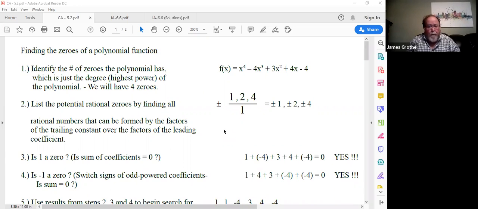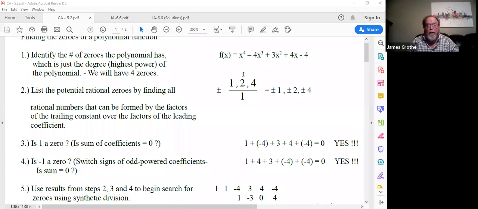Now, you may remember that we mentioned that you're always going to have this positive or negative 1 as potential rational zeros, because 1 is a factor of every number. And we had a quick way to test if 1 was a 0 or if negative 1 was a 0. If 1 was a 0, what we did was we saw if the coefficients added up to 0. In this case, the coefficients of this polynomial would be 1, negative 4, positive 3, positive 4, negative 4, and they add up to 0. And in fact, it does. That tells us that 1 is going to be one of our 4 zeros.